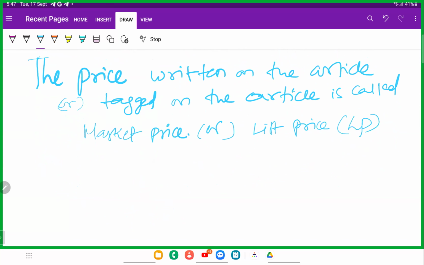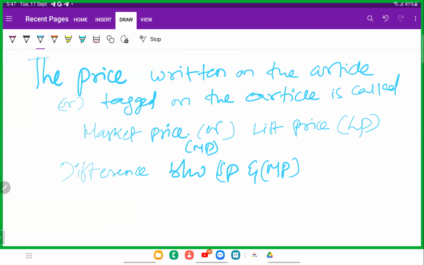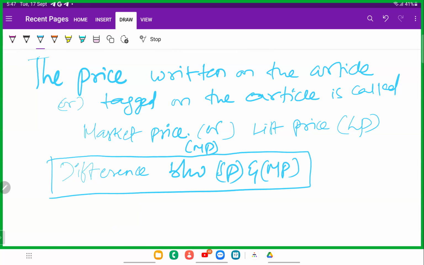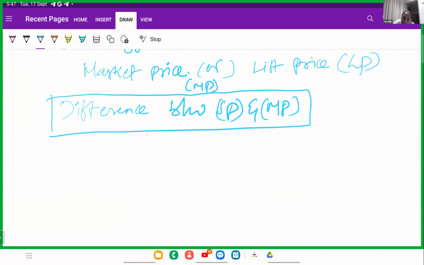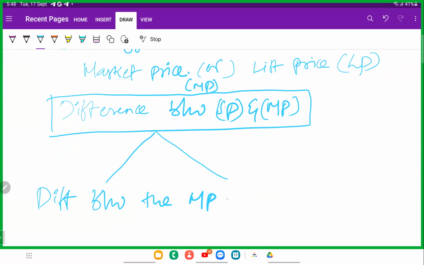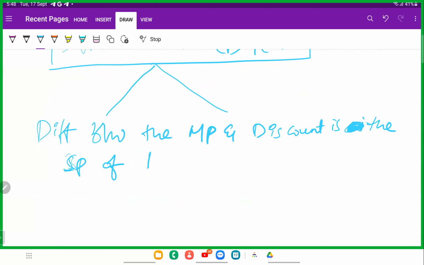So then what is selling price? What is the difference between selling price and market price? The difference between the market price and discount is called the selling price of the article.